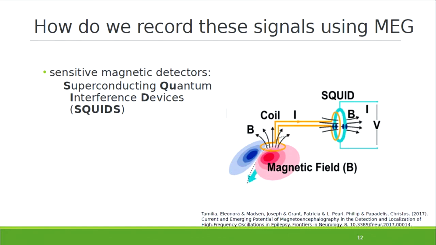There are different ways to deal with this. One is that we have very sensitive magnetic detectors, which are called superconducting quantum interference devices, or SQUIDs, which is a very sophisticated technology. Basically they enhance the signal by superconducting materials, and they need to be cooled down by liquid helium, which also makes the MEG quite expensive.